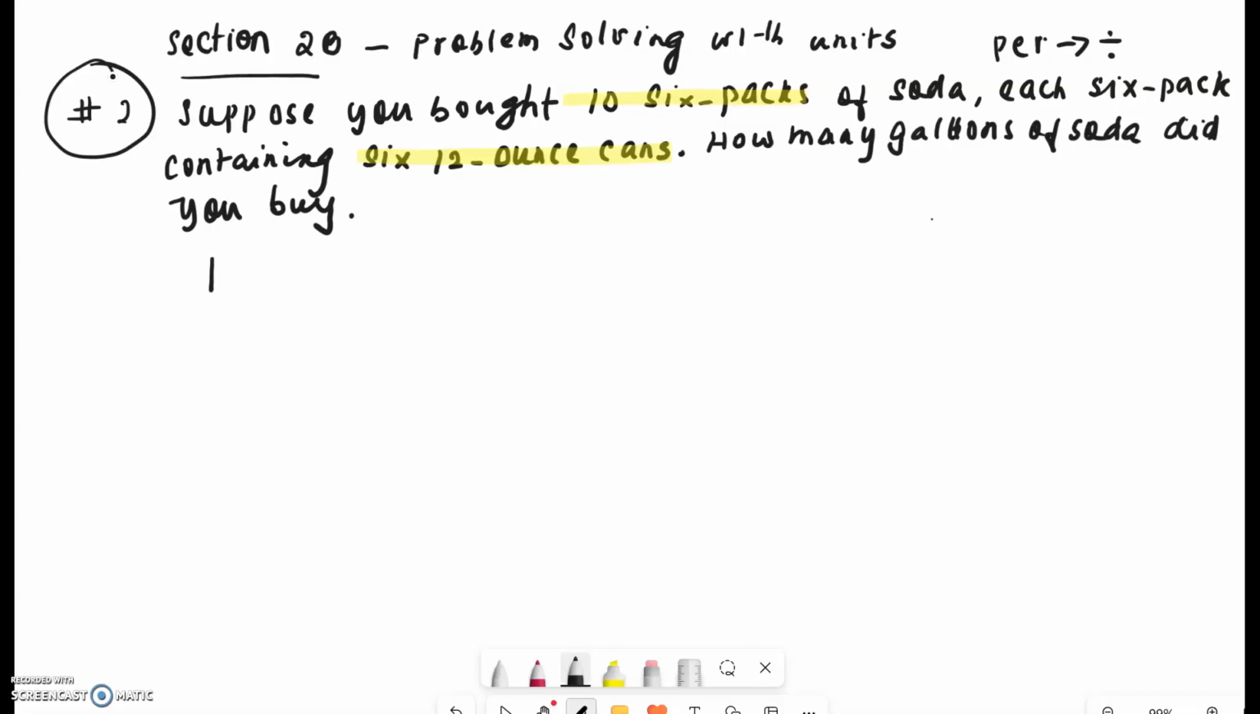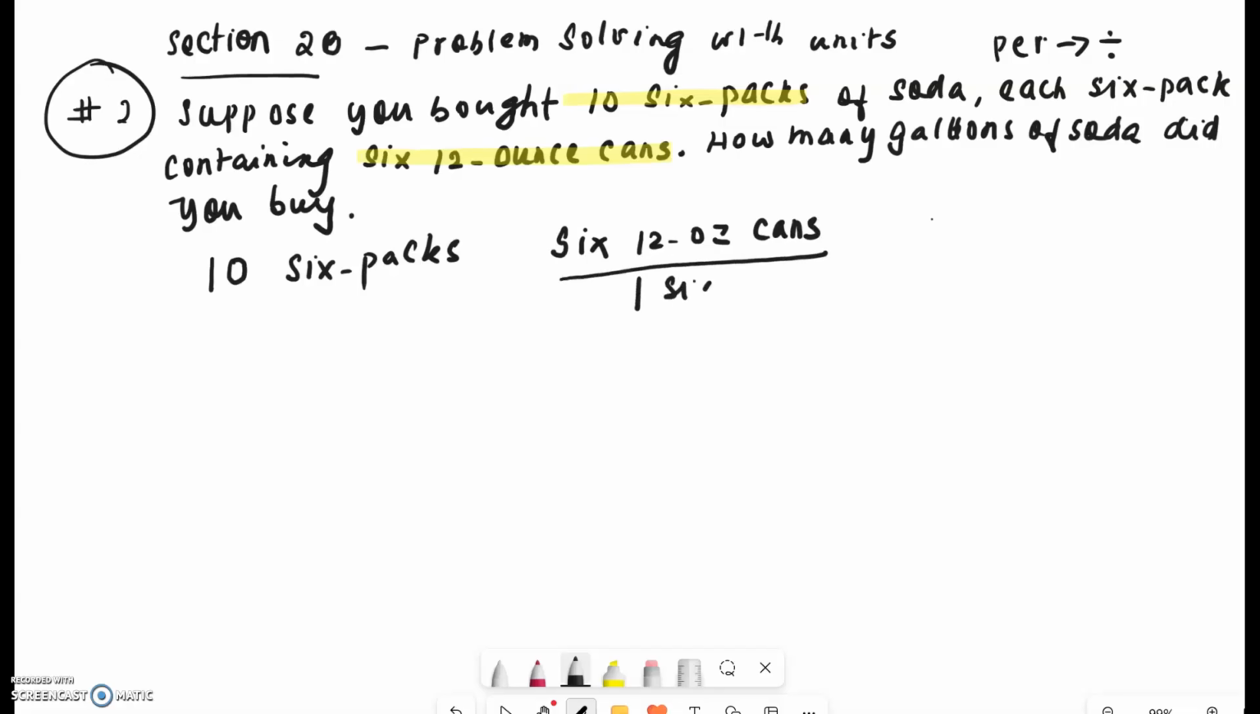Okay, so we have 10 6-packs of soda. Each 6-pack contains 6 12-ounce cans. So what's the total volume? It is 6 12-ounce cans per one 6-pack. Okay, so let's look at this.